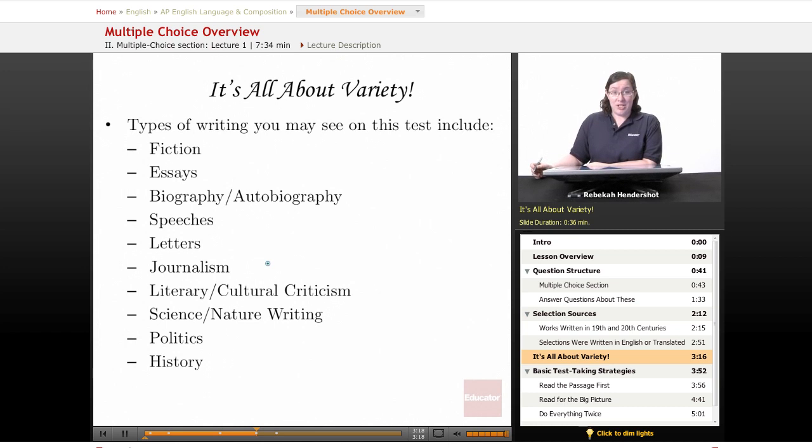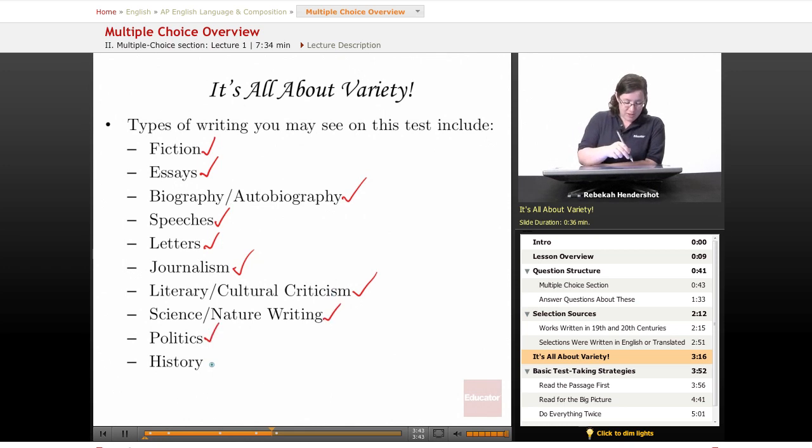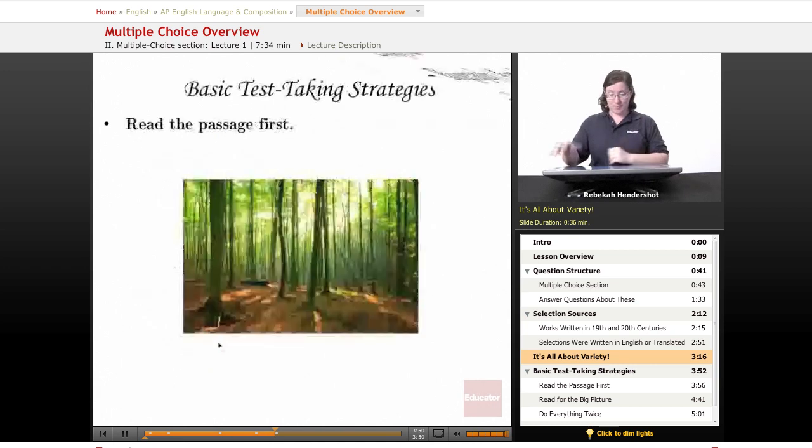Now, that's actually a pretty wide field. Some of the stuff you see on this test will include things like fiction. So you may have a selection from a novel or short story. You may have selections from essays. You may have selections from biographies and autobiographies, including diaries. You may have speeches, you may have letters, you may have works of journalism, you may have literary and cultural criticism, writing about something. You may have science and nature writing. You may have selections on politics, and you may have selections on or from history. So, pretty wide field. You could get any of this.